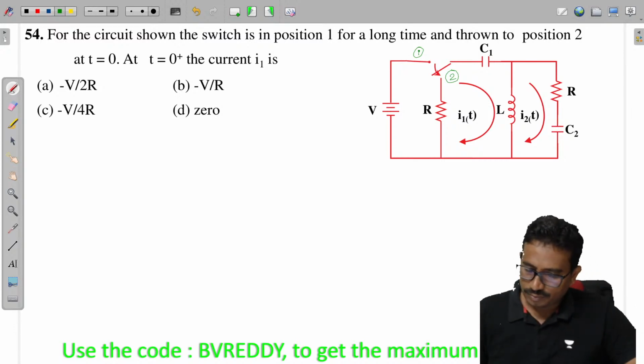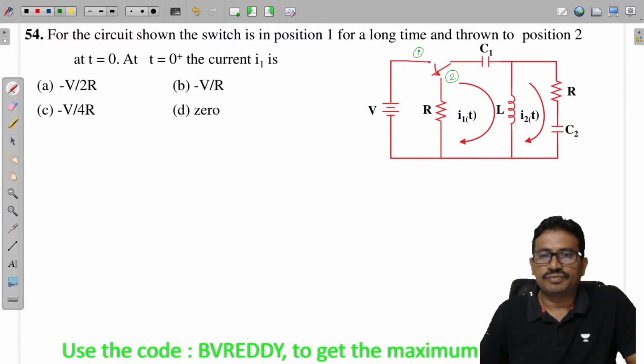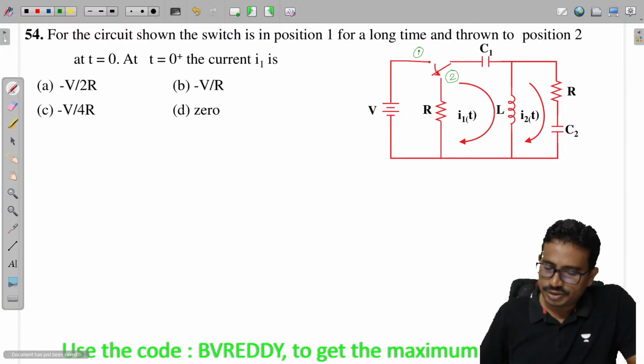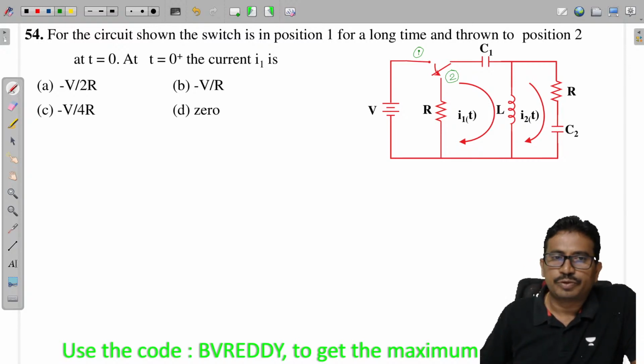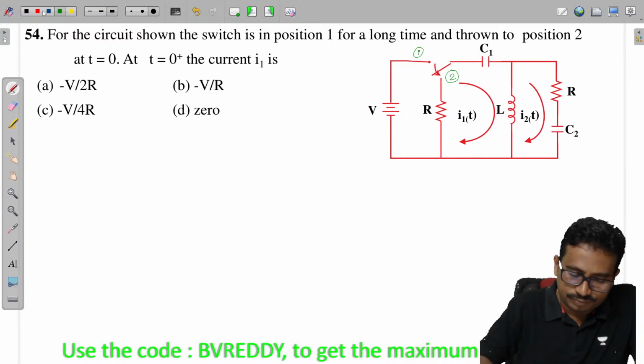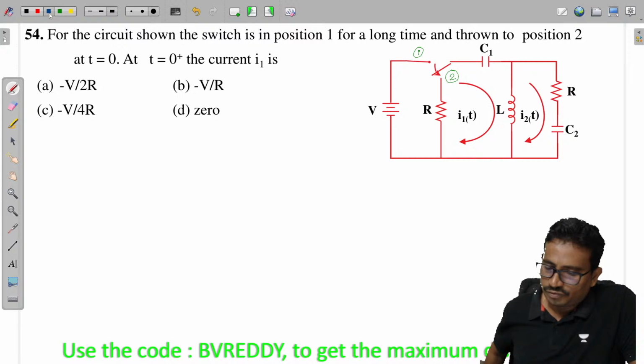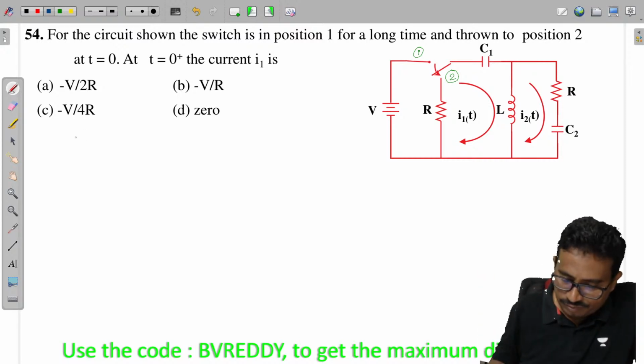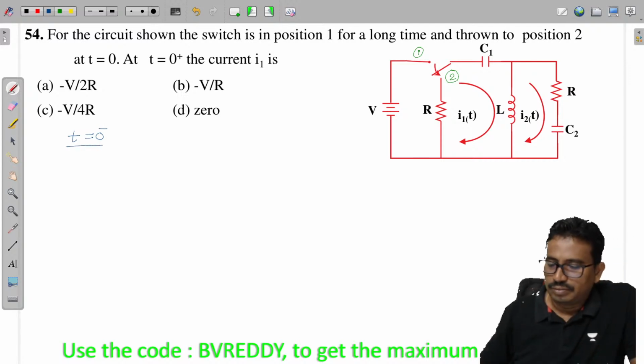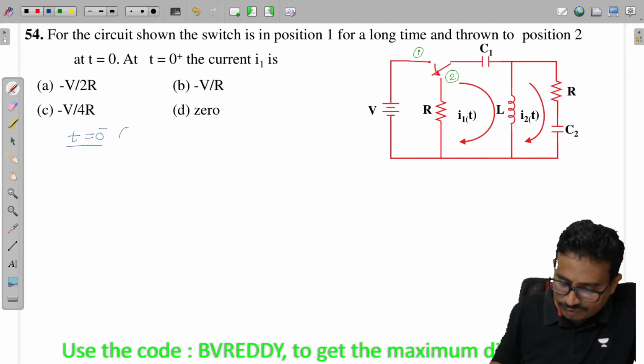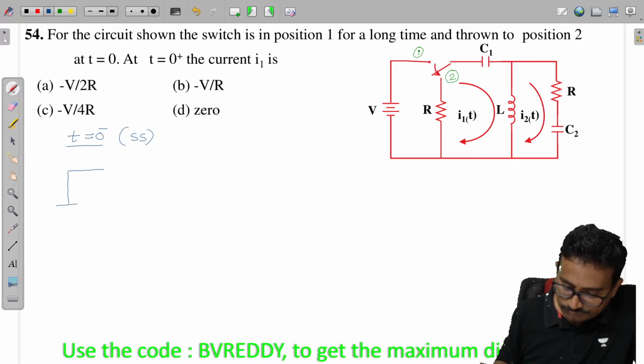Now tell me. Initially the switch is at position 1. The switch is moved from position 1 to position 2 at t is equal to 0 plus. So tell me, at t is equal to 0 minus, which is at position 1, the network is in steady state. Now draw this network at t is equal to 0 minus, which is at position 1.